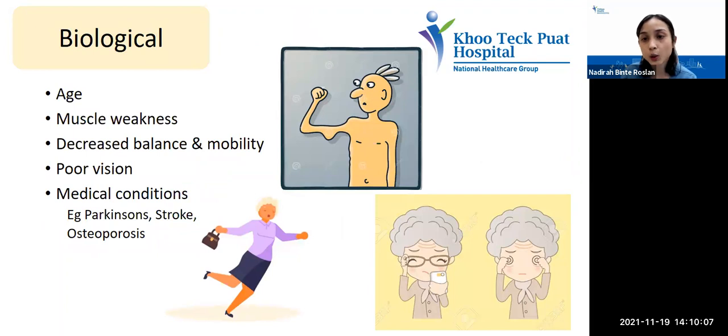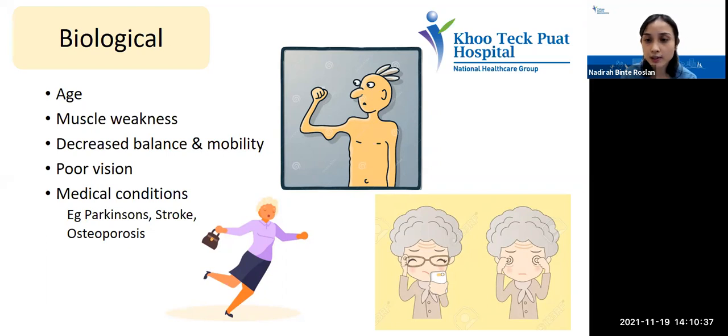Biological risk factors include those pertaining to the human body and are related to the natural aging process as well as the effects of health conditions. Some conditions cannot be changed, such as age, while others may be prevented or compensated for, such as muscle weakness or poor vision. Age-related changes in the neural, sensory, and musculoskeletal system can lead to muscle weakness and poor balance control, resulting in walking instability and thus increase the chances of falling.